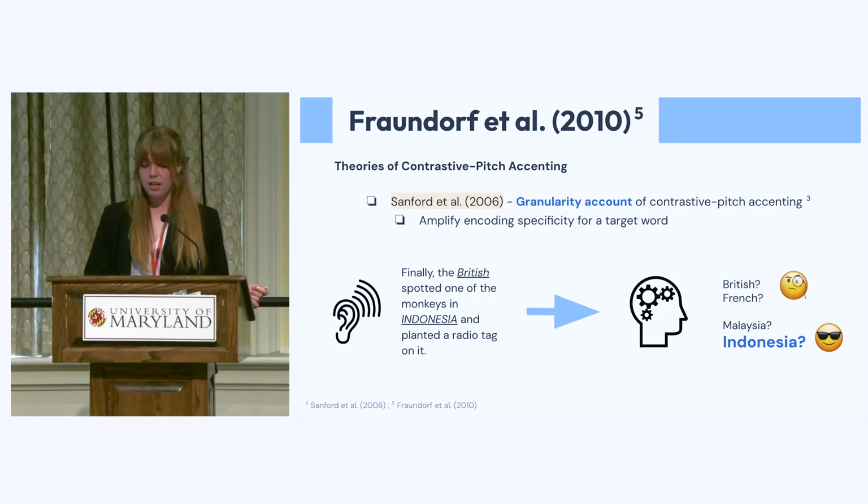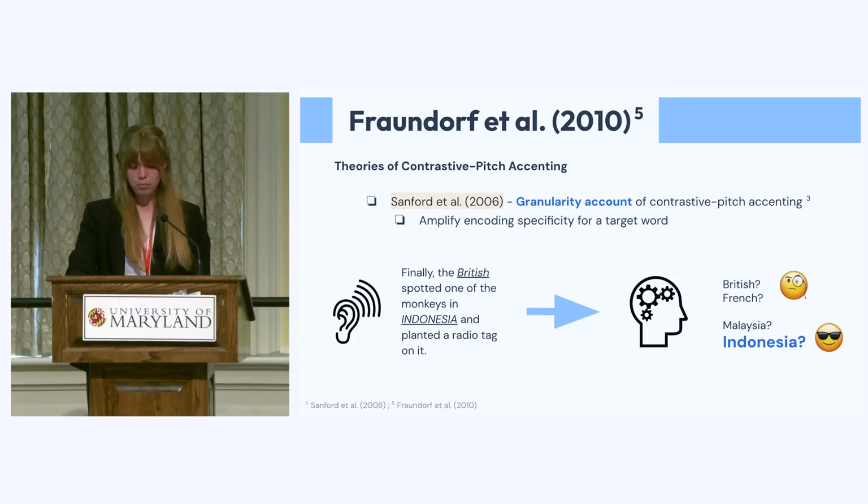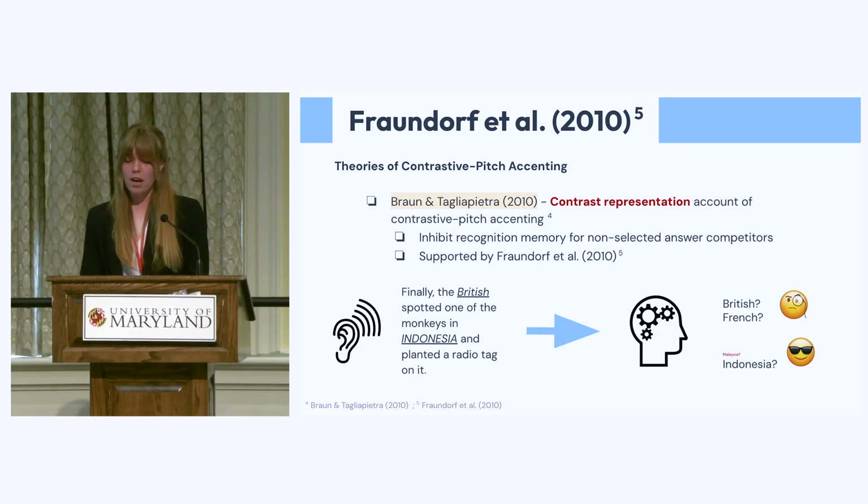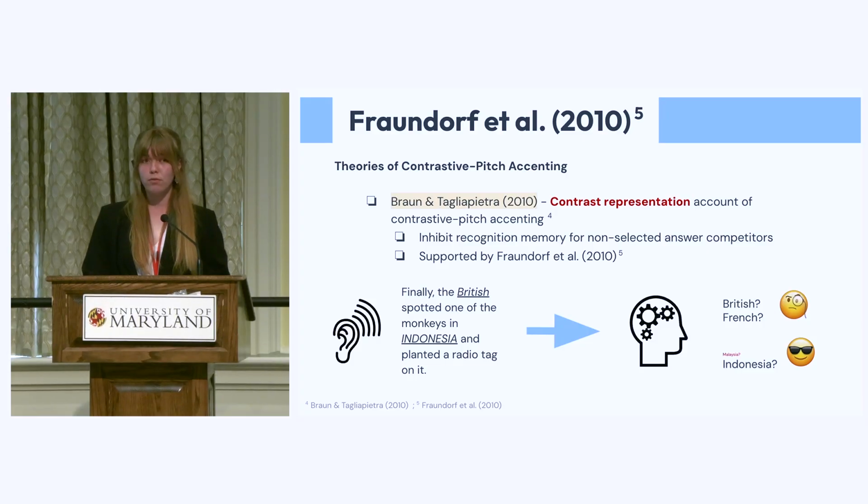And then these conclusions would be based in past literature. They're known as the granularity and contrast representation accounts of contrastive pitch accenting. The granularity account proposes that listeners would encode contrastively accented words in a more specific manner. So here, perhaps amplifying the memory for Indonesia when it's contrastively accented. And then the contrast representation account, on the other hand, proposes that listeners' memories for competing words in a contrastive pair is inhibited when one word is contrastively accented. So here, like decreasing the prominence of Malaysia when Indonesia is contrastively accented.